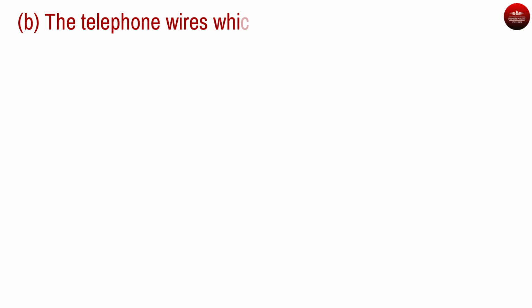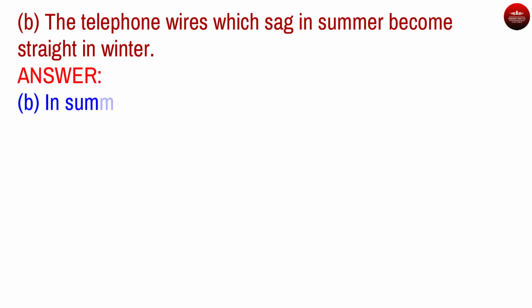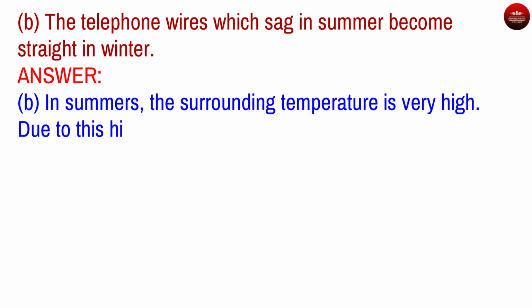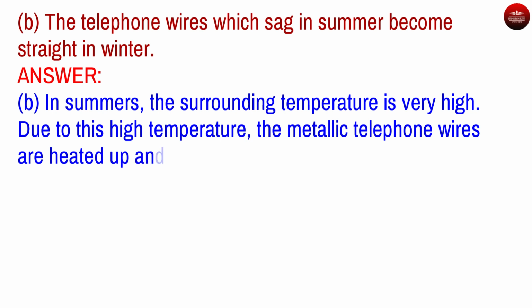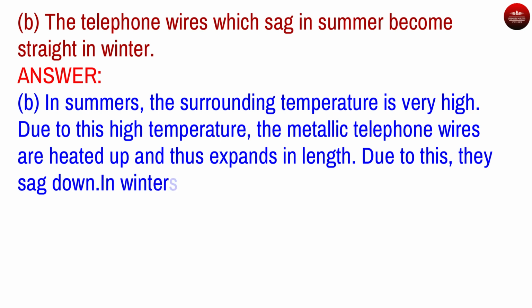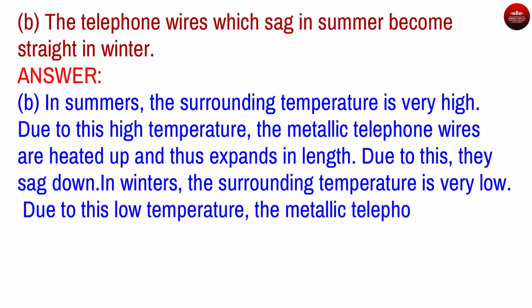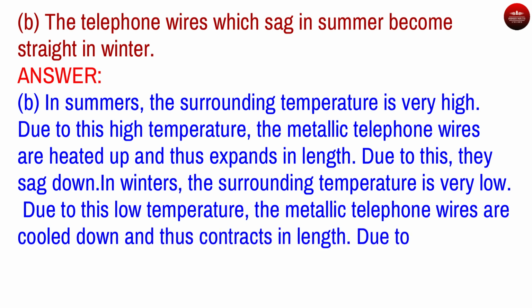B. The telephone wires which sag in summer become straight in winter. Answer. B. In summers, the surrounding temperature is very high. Due to this high temperature, the metallic telephone wires are heated up and thus expand in length. Due to this, they sag down. In winters, the surrounding temperature is very low. Due to this low temperature, the metallic telephone wires are cooled down and thus contract in length. Due to this, they become straight.